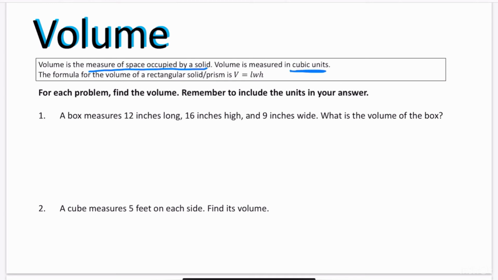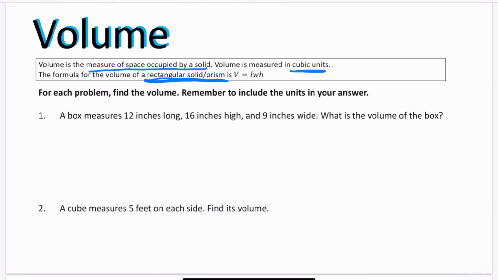Today we're going to talk about finding the volume of a rectangular solid or a box. A rectangular prism is a box basically. And the formula for volume is length times width times height. So here are the directions. For each problem, find the volume. Remember to include the units in your answer.